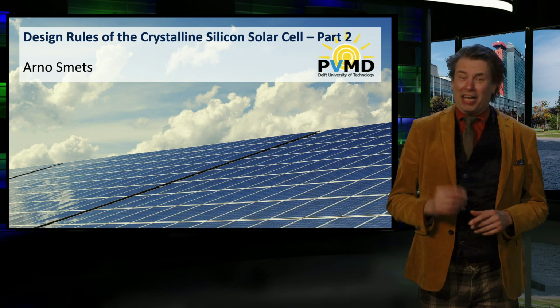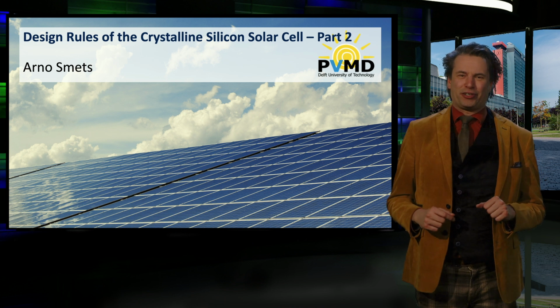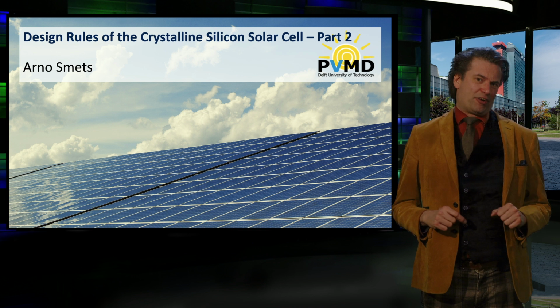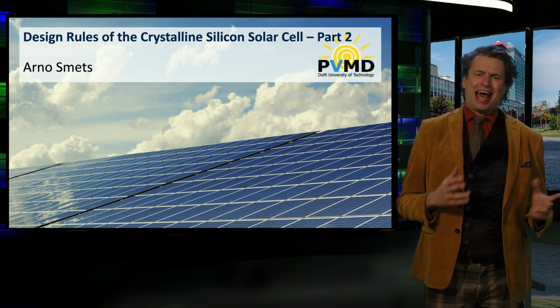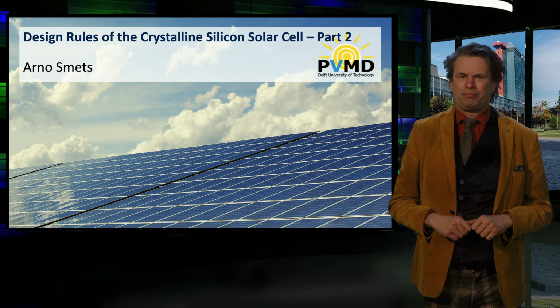Welcome back. In this video we will continue our discussion on the design rules of the crystalline silicon solar cell. We will discuss the metal contact grid and the design rules for reduction of optical losses. The electrons are collected at the contacts. Let's look at what the contact grid looks like.